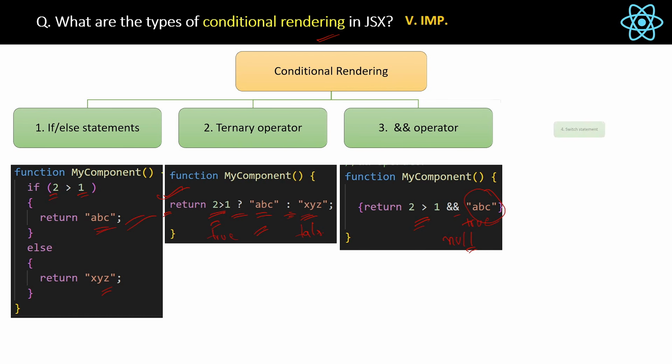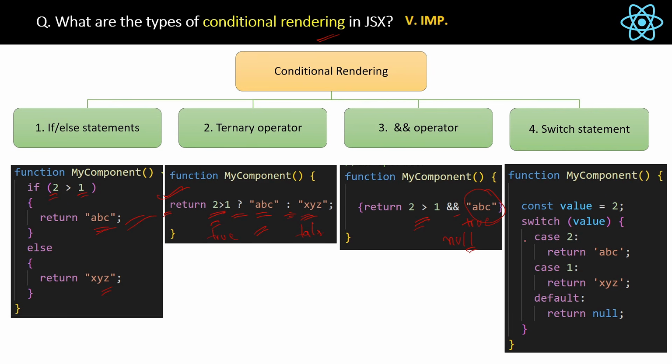The last conditional rendering technique is the switch statement. This is a traditional way where we have multiple statements like this, and here if value equals 2, return this, 1, return this. If something else, you can add more case statements here as per the requirement, and if none of the case statements is true, then the default will be run, this last one. So these are all the types of conditional rendering available in JSX.